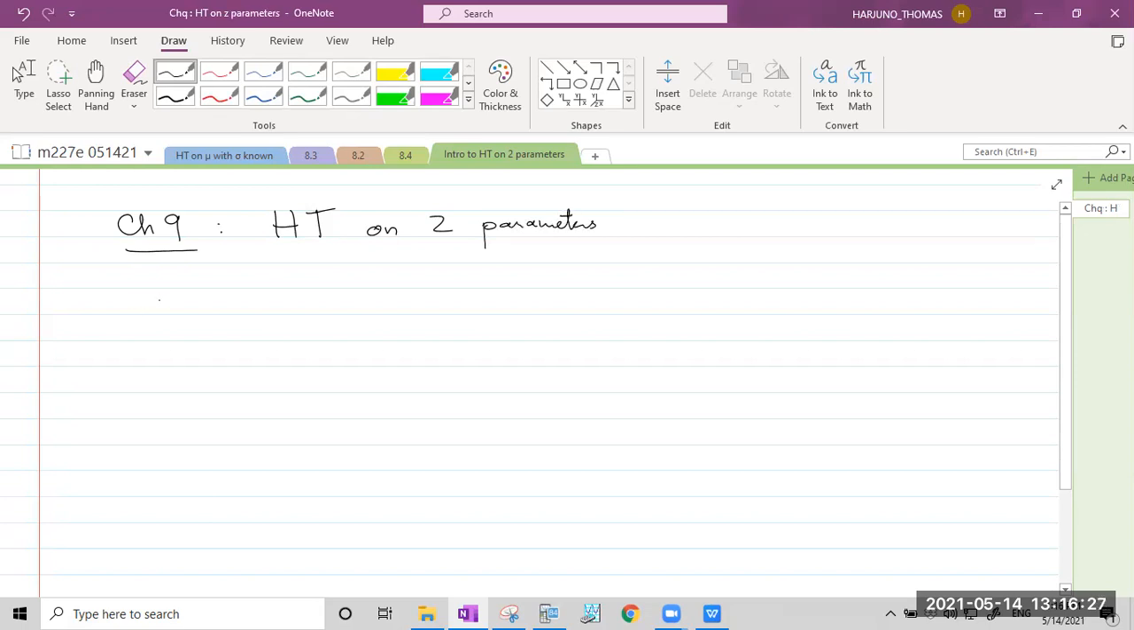Now the first one I will discuss, as far as I know, is 9.3 or 9.2. I forgot which section, but basically I will do it in this order. Hypothesis testing on 2 population means. To be more precise, later on we will test mu1 minus mu2, independent case.